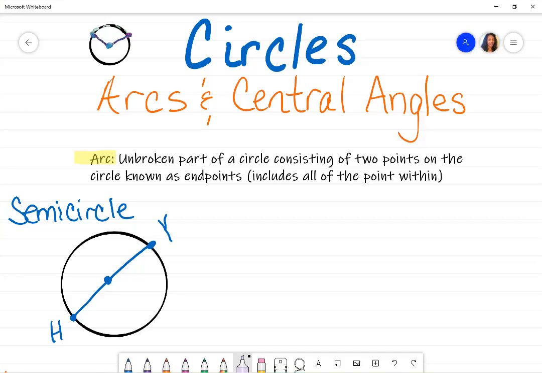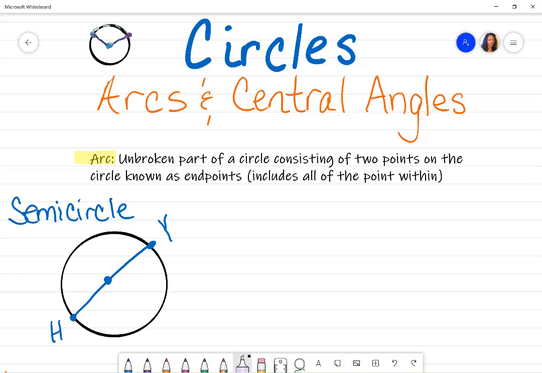I am continuing my series on circles, specifically focusing on arcs, and I will introduce central angles as well. So the first thing you want to do is pay attention to the definition of what an arc is. It's basically an unbroken part of a circle consisting of two points on the circle known as endpoints, and all of the points within that arc.